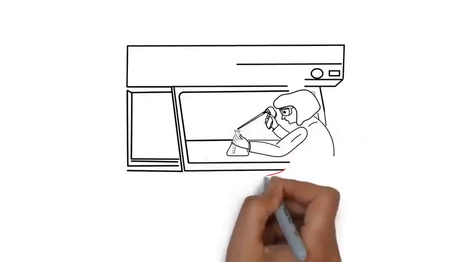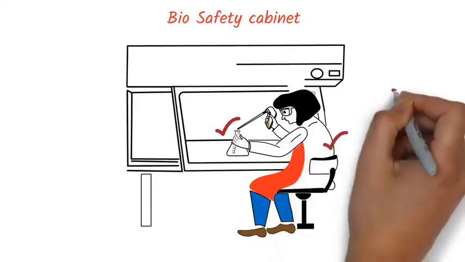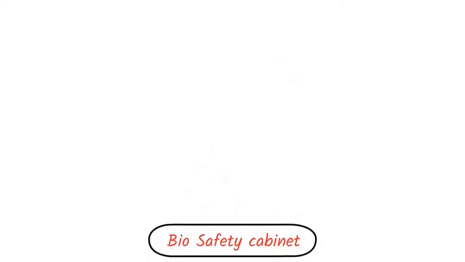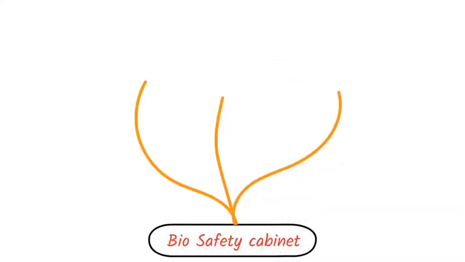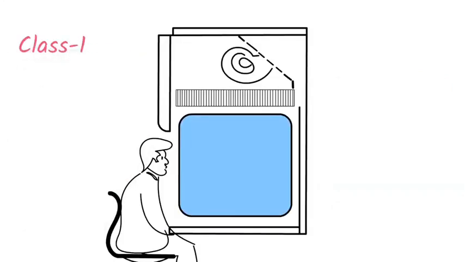Unlike the laminar airflow cabinets, the biosafety cabinets not only give protection to the sample, but they also protect the operator and the surrounding environment. Based on the level of protection, biosafety cabinets are classified into three classes: Class 1, Class 2, and Class 3. Class 1 biosafety cabinets provide only operator and environment safety. They do not provide safety for the product that is being handled.